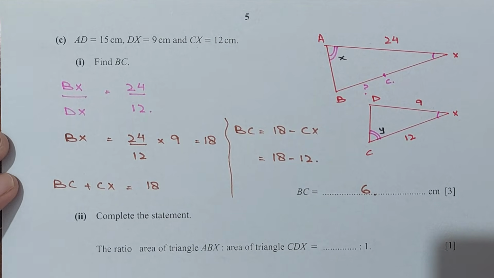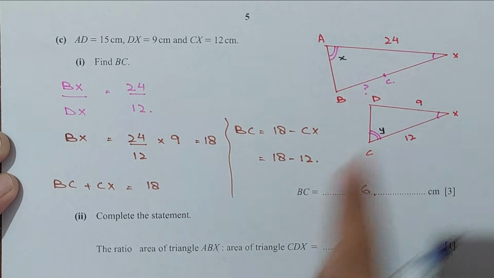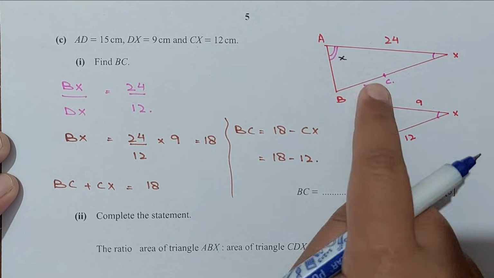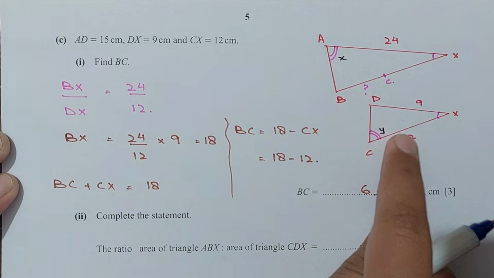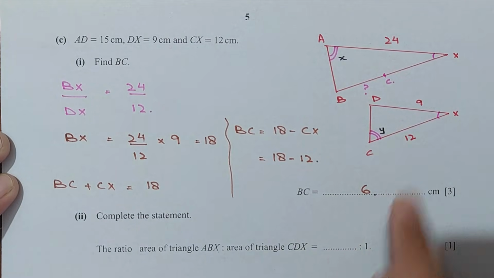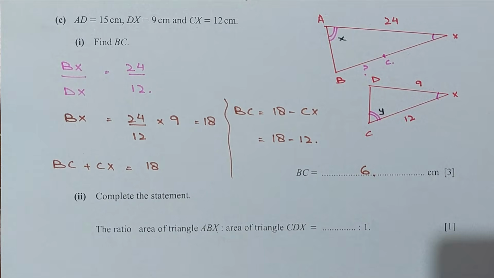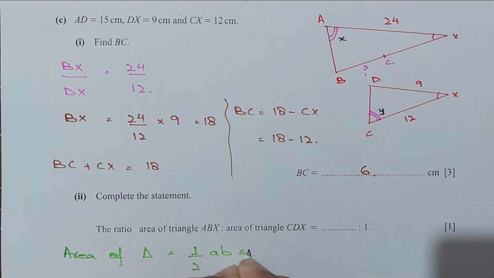Okay, now for the second part, complete the statement. The ratio of the area of triangle ABX and the area of triangle CDX is some number to 1. Missing and 1. We have to find this one. All right, let's work on the area of the triangle. These are not right angle triangles. So which formula we have to use for the area of the triangle? The formula we are going to use, area of triangle is half AB sine C. Okay, let's work on it.